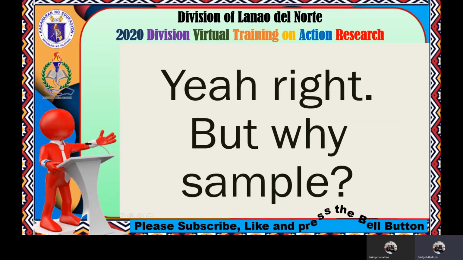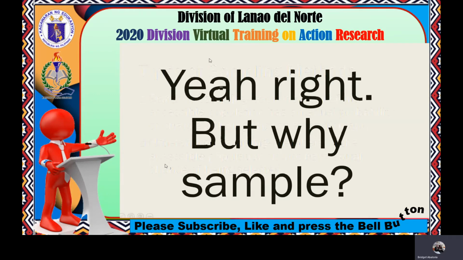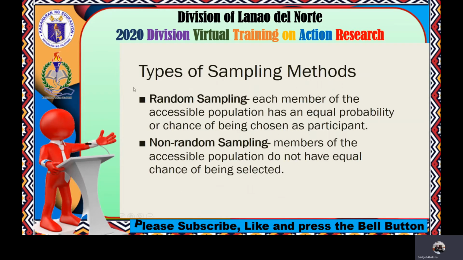And also, it is impractical in the sense that we have what we call the term saturation in research. What do we mean by saturation? Saturation means that the data, or shall we say the responses of the respondents or the participants, are just redundant. You do not need to gather more data because all of their answers to your questionnaire are already the same again and again. And now we're going to talk about the types of sampling methods.